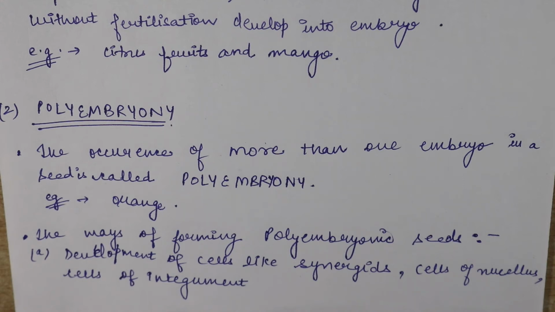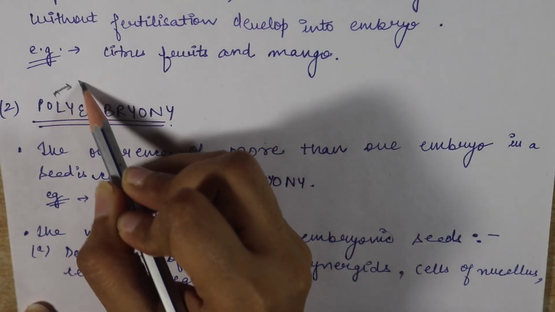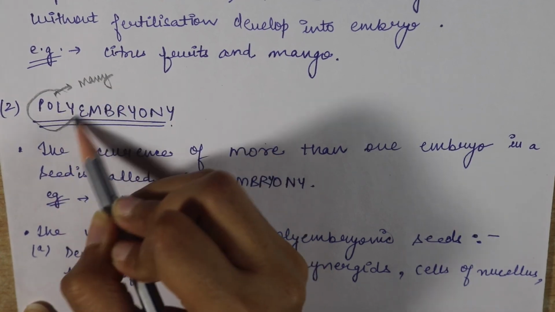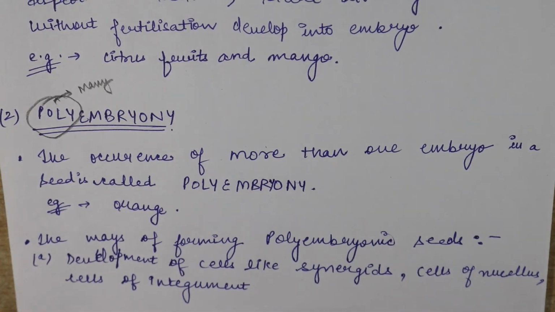As we can already relate with the name, poly means many. Poly means many, yani ki ek se zyada embryo hona is known as polyembryony. For example, orange.